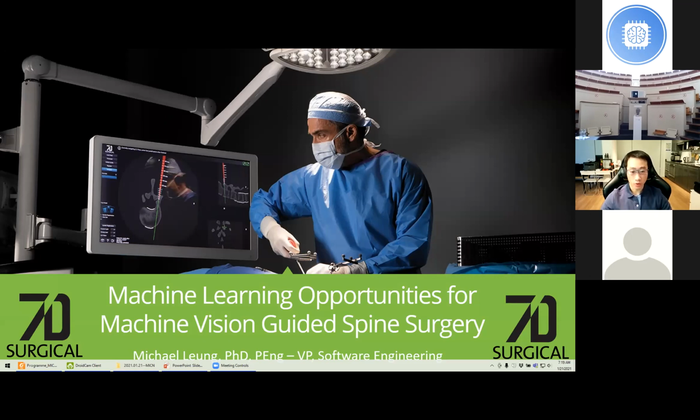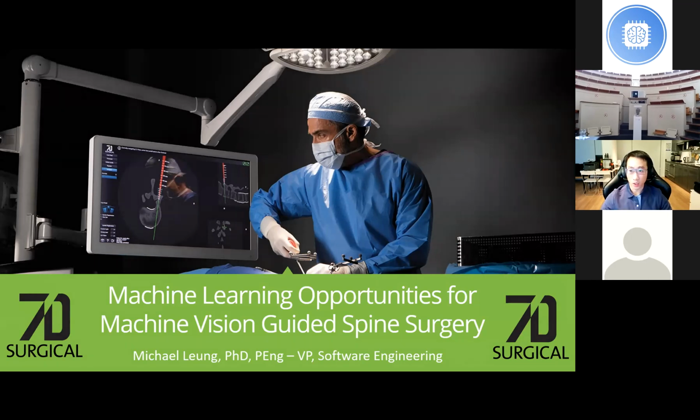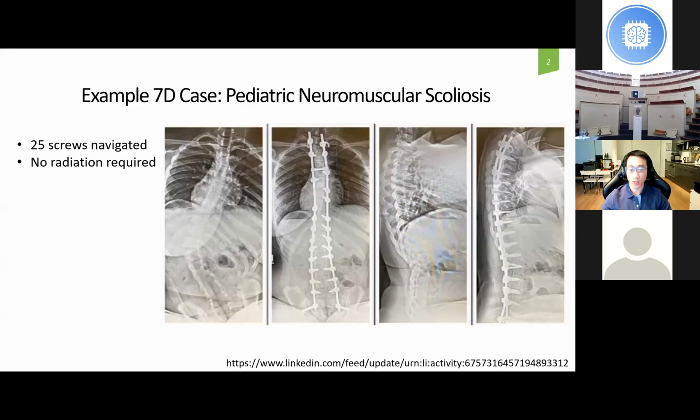All right. These first few slides should be familiar to neurosurgeons, but just for a general audience, I will go through a few slides. Here is an example of a scoliosis case that we performed recently, and you can check us out on LinkedIn. These are all public images. This is a kid that had scoliosis. We put in 25 screws, as you can see here in these shots before and after. 25 screws were navigated, no radiation was required. So a big thing for us is no radiation to be able to put in these pedicle screws in the spine.